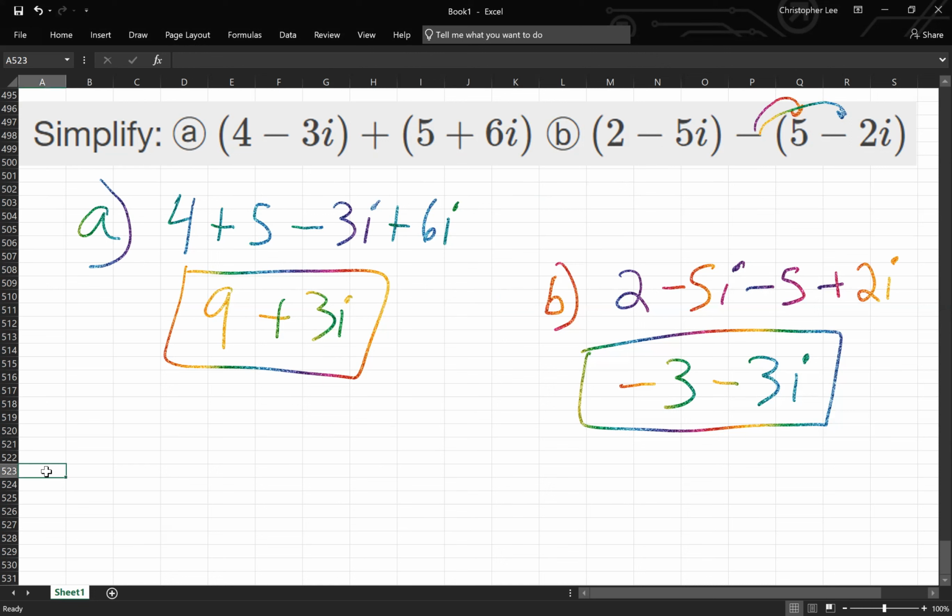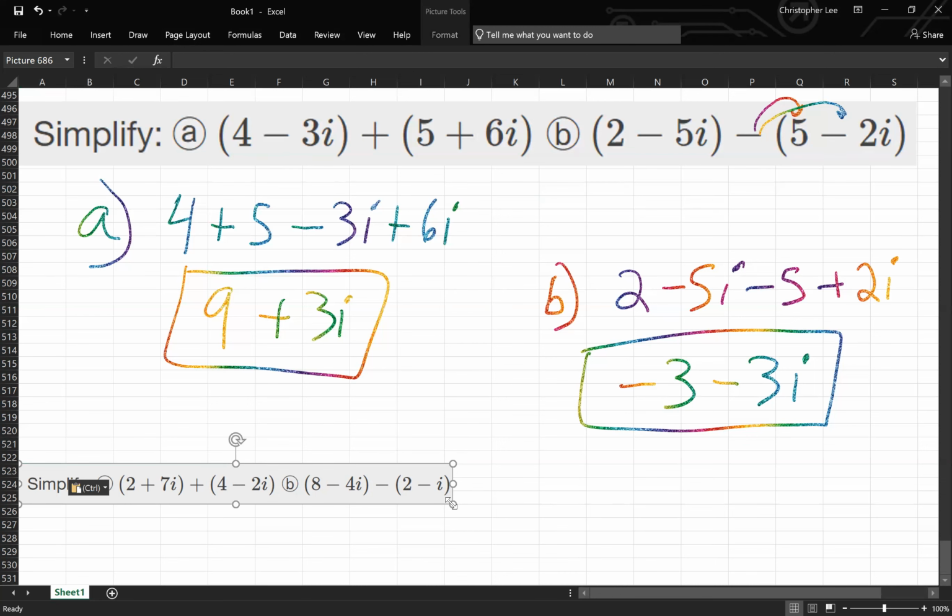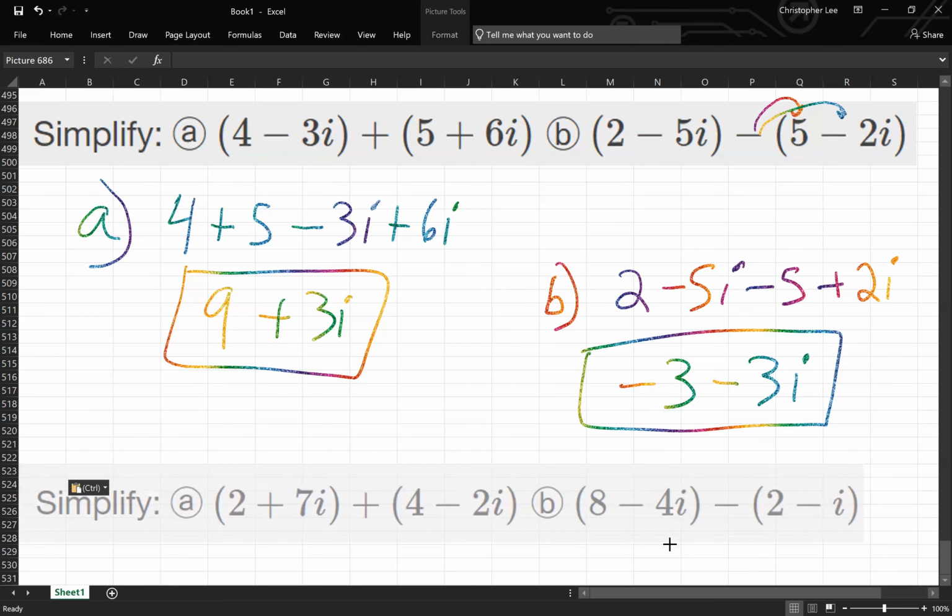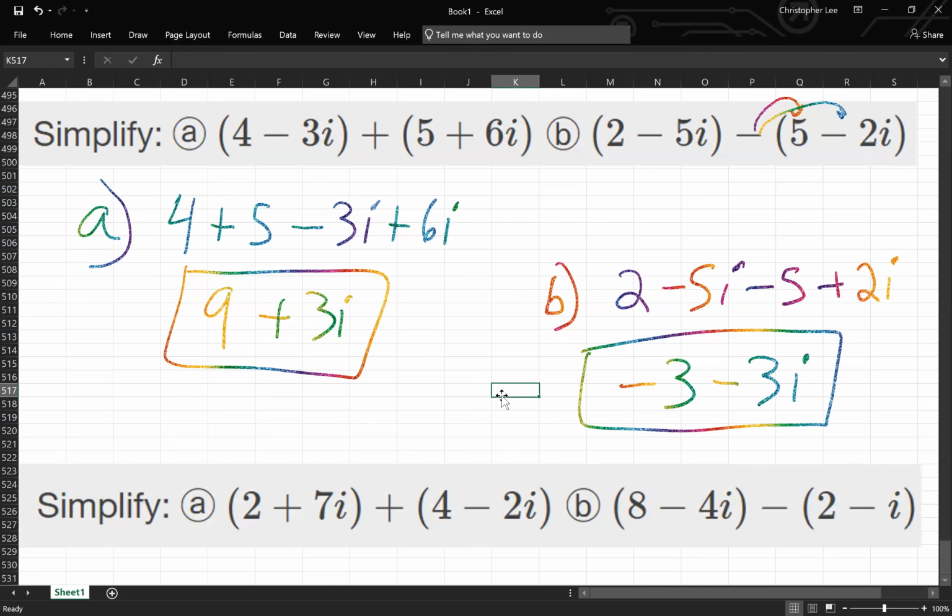So you guys have two ways of doing it. You can either look at it and just do it the way I did it in B, or if you want to switch it around and put the reals together and the i's together and then do it, that's fine too. You guys try. Anytime you're adding, you can just kind of forget the parentheses and then just add the reals with the reals and the imaginary with the imaginaries.